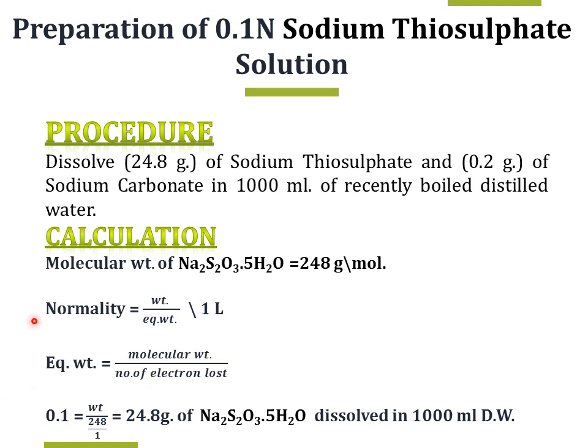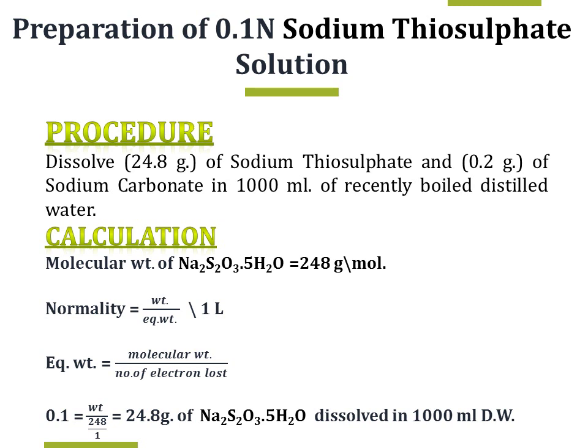نرجع نطبق بقانون النورماليتي. النورماليتي المطلوبة 0.1 normal sodium thiosulfate solution. الويت أنا أريد أحسب الويت of sodium thiosulfate. Molecular weight 248 gram per mole of sodium thiosulfate pentahydrate. Number of electron lost equal to 1. So the weight of sodium thiosulfate equal to 24.8 gram of sodium thiosulfate pentahydrate dissolved in 1000 ml distilled water.